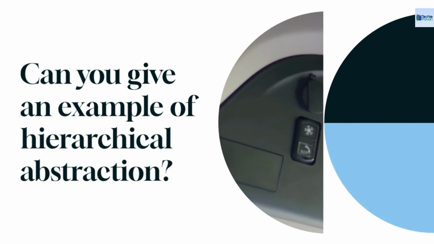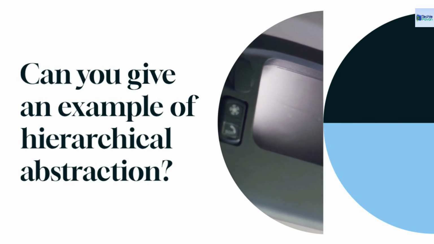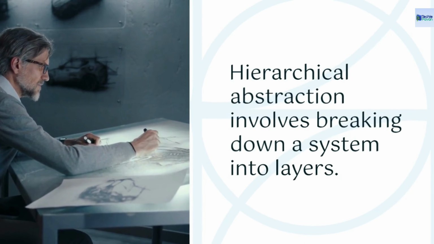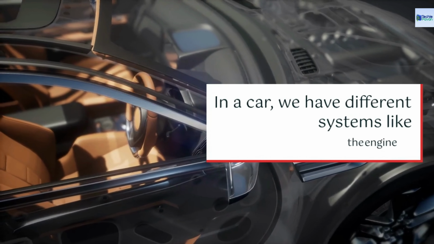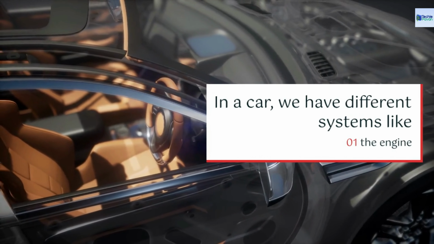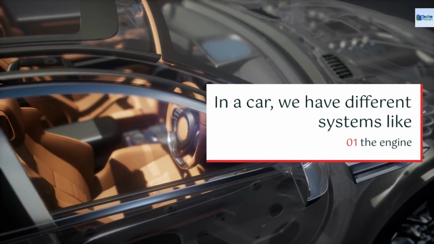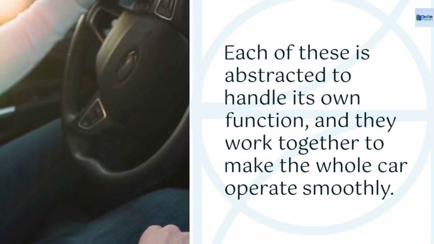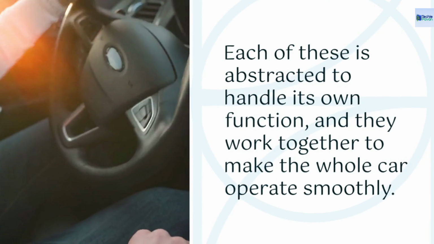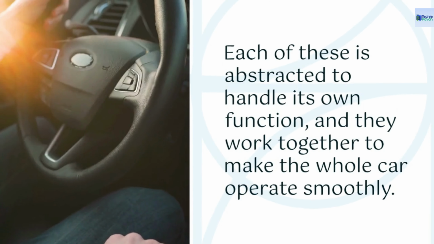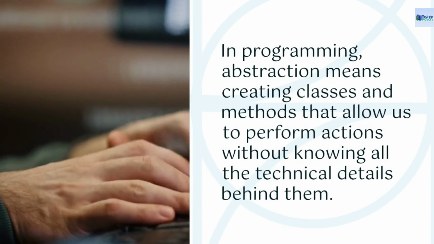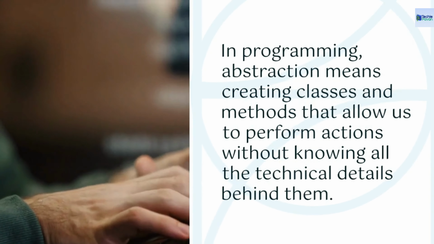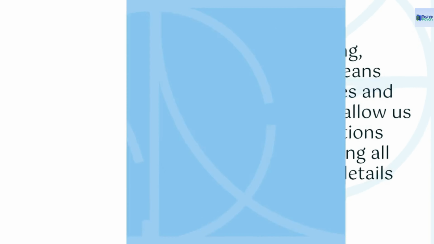Can you give an example of hierarchical abstraction? Hierarchical abstraction involves breaking down a system into layers. In a car, we have different systems like the engine, brakes, and interior systems. Each of these is abstracted to handle its own function, and they work together to make the whole car operate smoothly.